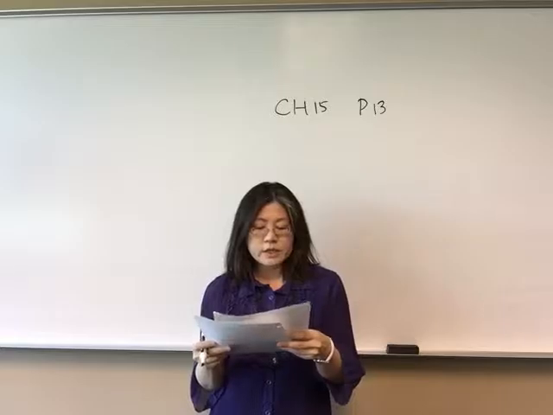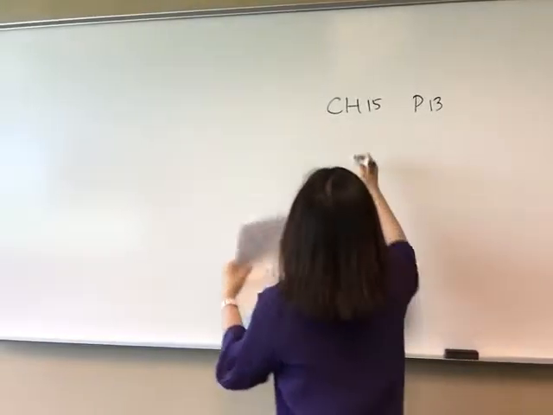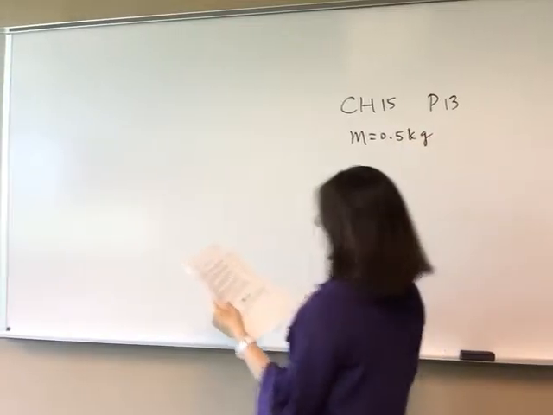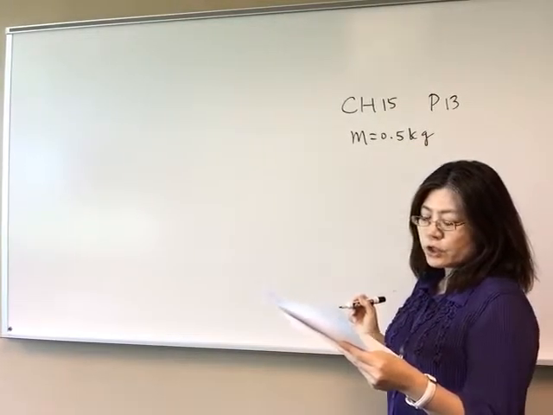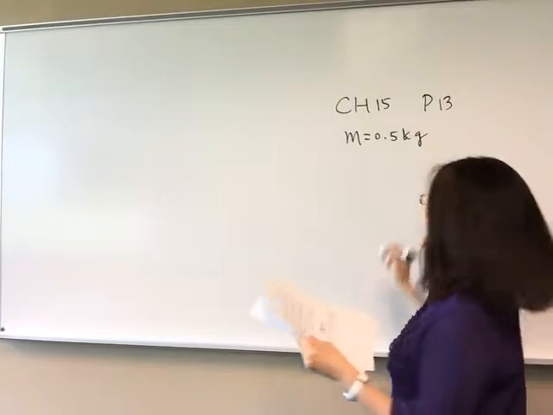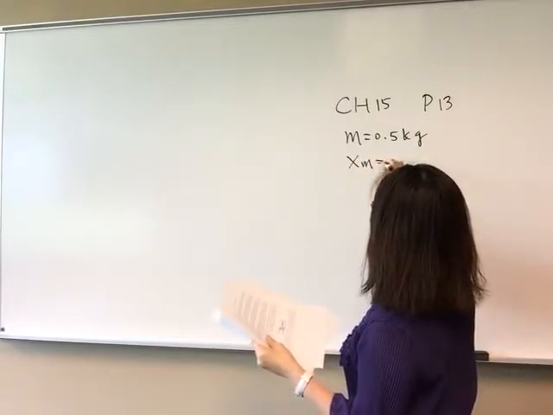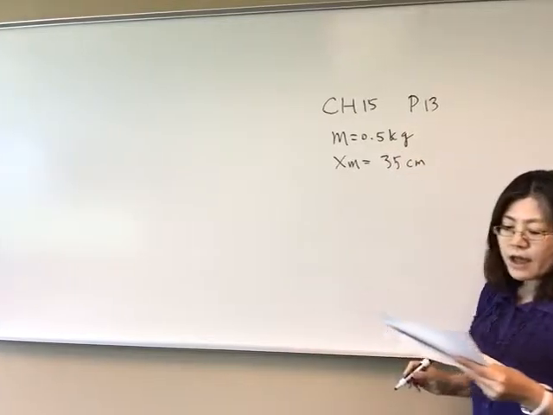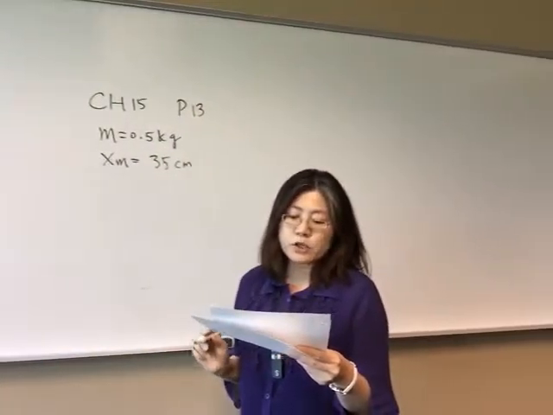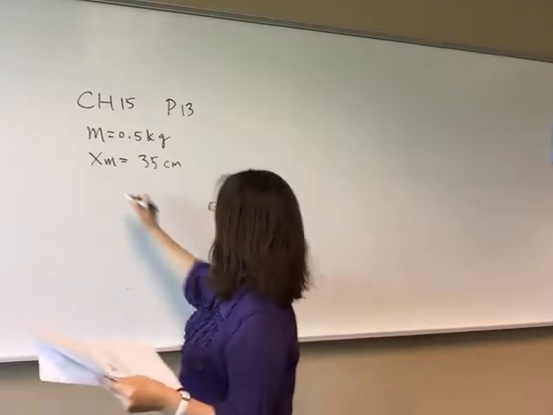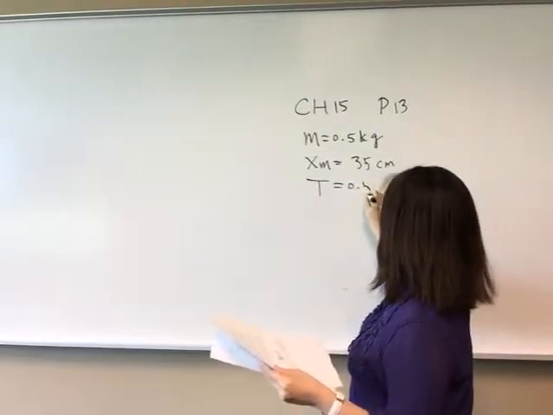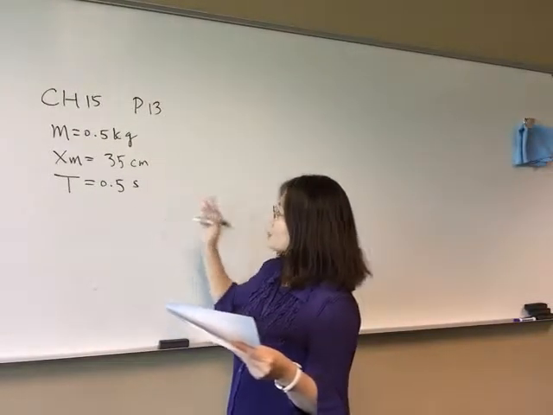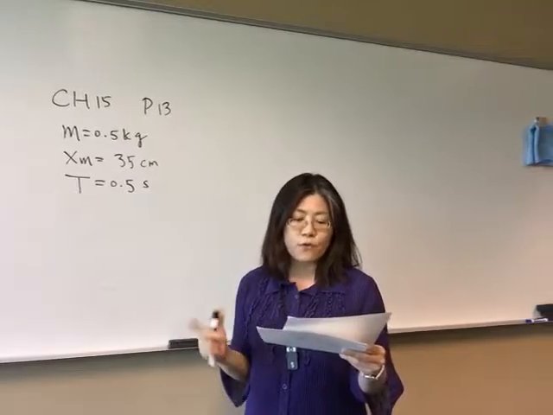An oscillator consists of a block of mass 0.5, so m is 0.5 kilogram, connected to a spring. When set into oscillation with an amplitude of 35 centimeters, since it says amplitude, we can just say that xm is equal to 35 centimeters, and the oscillator repeats its motion every 0.5 seconds. So we associate that 0.5 with our period, which is 0.5 seconds.